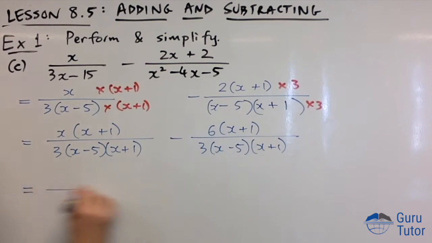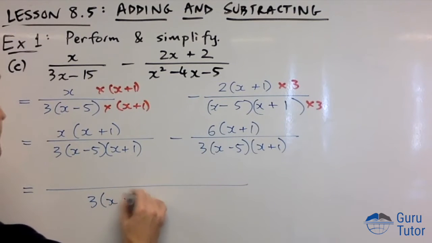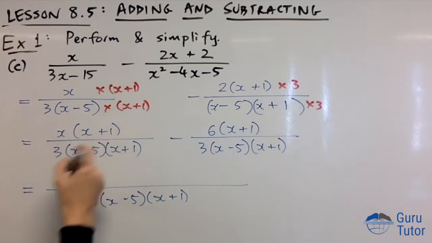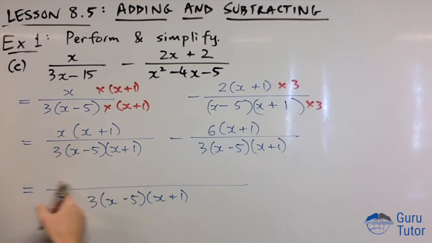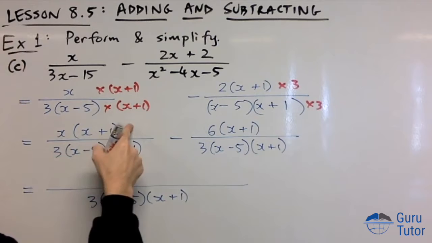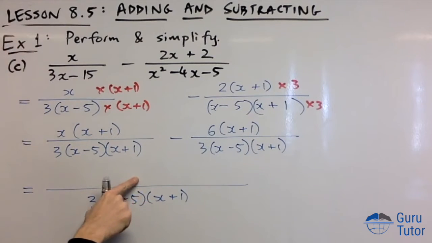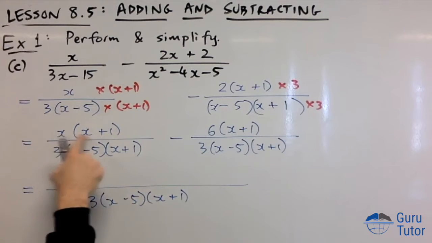Next step, we can put this all over that common denominator. 3, x minus 5, x plus 1. On the top, let's multiply this out. X squared, well, it's going to all appear there. This minus this is going to go on top, but I'll expand it out and write it in one step. So x squared plus x.